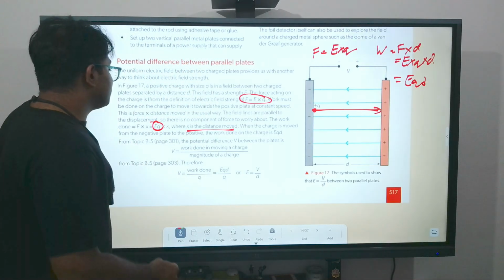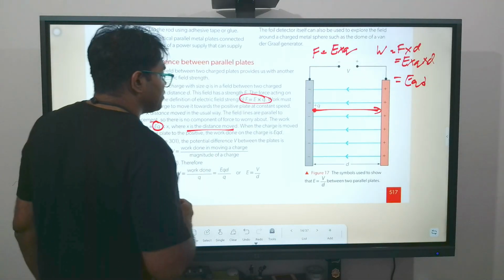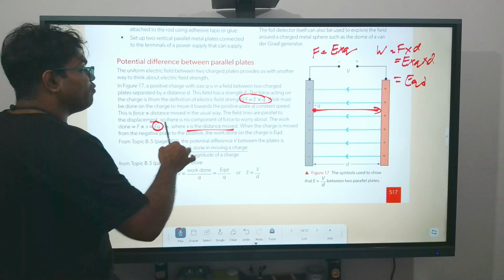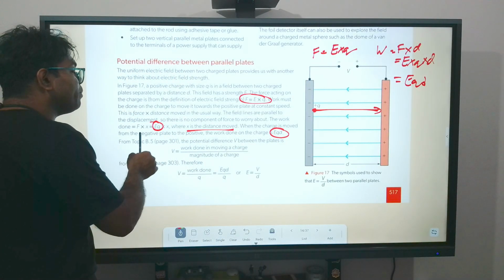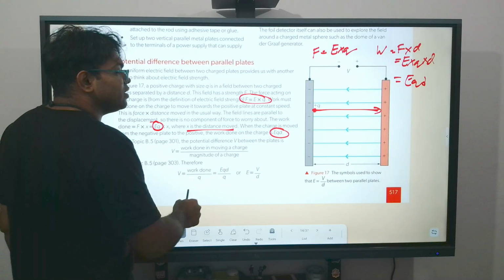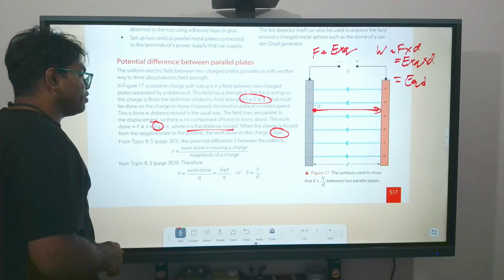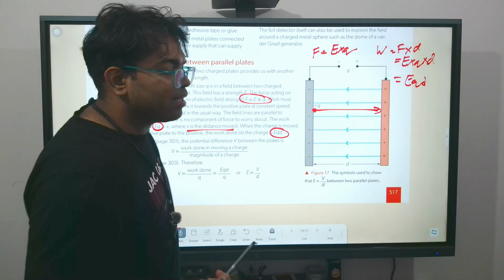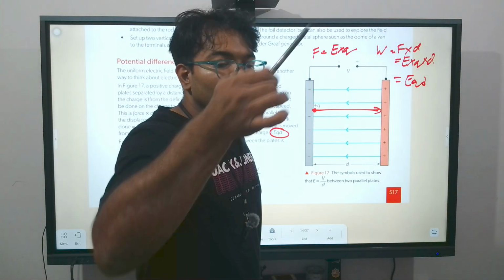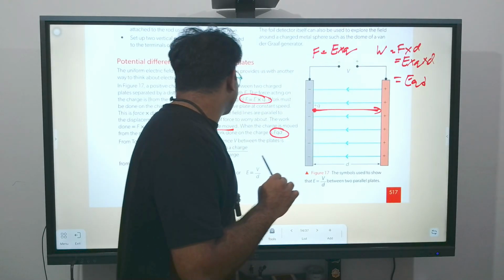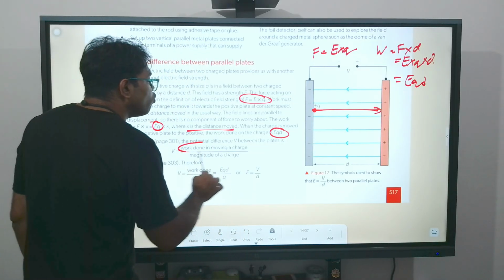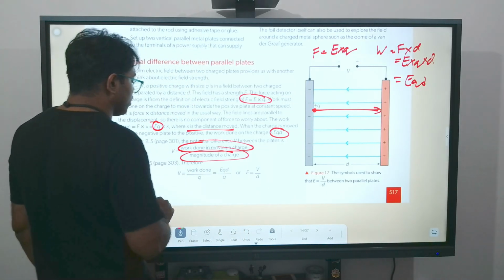So the potential difference V is the work done between them, EQD. Now from topic B5, what is the potential difference between the plates? In B5 we have learned that potential difference is work done upon charge, the work done in moving a charge upon the magnitude of charge.